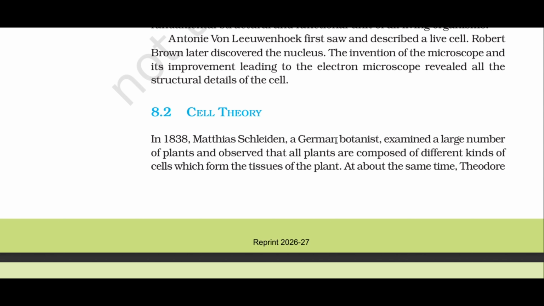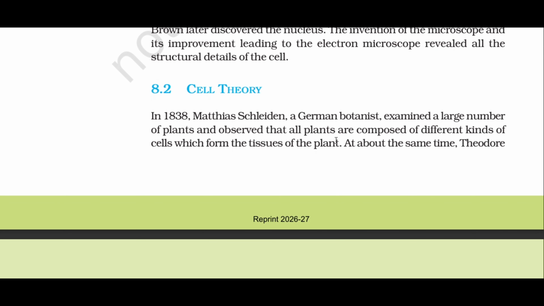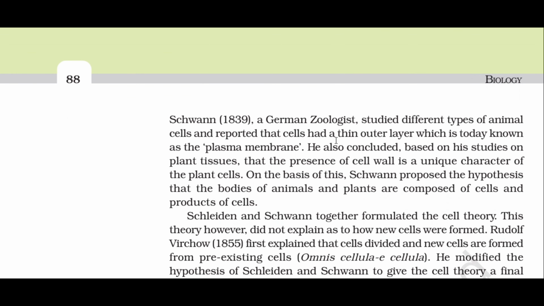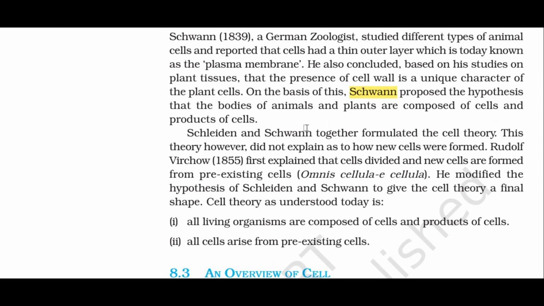all plants are composed of different kinds of cells which form the tissues of the plant. At about the same time, Theodor Schwann, 1839, a German zoologist, studied different types of animal cells and reported that cells had a thin outer layer which is today known as the plasma membrane. He also concluded, based on his studies on plant tissues, that the presence of cell wall is a unique character of the plant cells. On the basis of this, Schwann proposed the hypothesis that the bodies of animals and plants are composed of cells and products of cells.